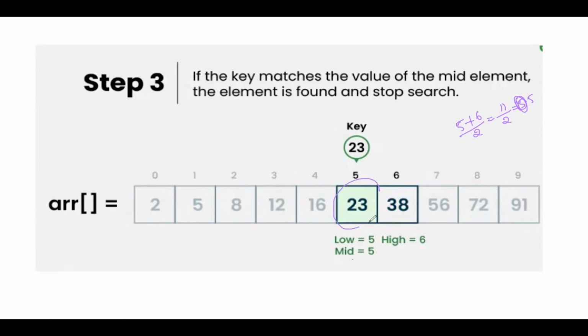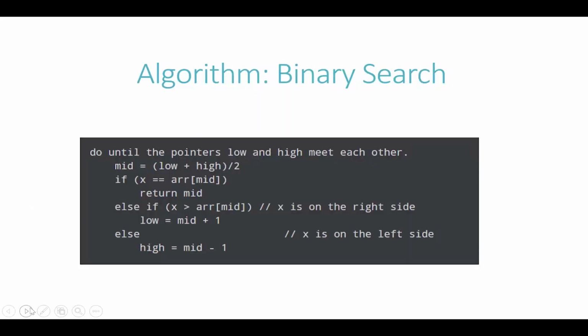Okay, that is fine for us. So once again, I'm going to compare if mid is equal to the key value. And in our case, we find that mid is equal to the key value. Now I will return the position of the mid, and I know that the key value I'm looking for is present at position 5. So this is how the binary search algorithm works.